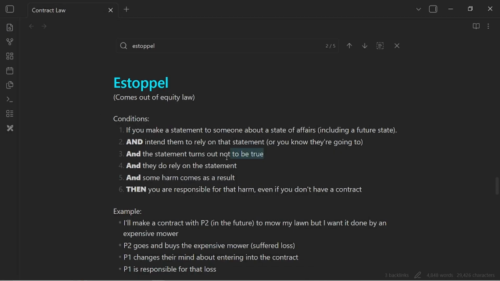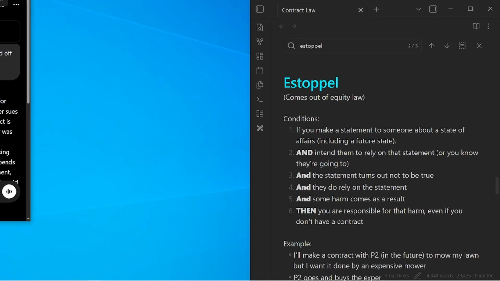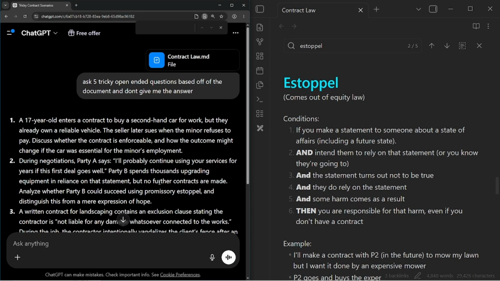This seems like a pretty clear cut. And the statement turns out not to be true. Oh, so party A doesn't actually have to be lying about this. Okay, that was a mistake that I made. So the statement turns out not to be true. Okay, that's right. And they do rely on that statement. Yes, because party B spends thousands upgrading equipment. And some harm comes as a result.